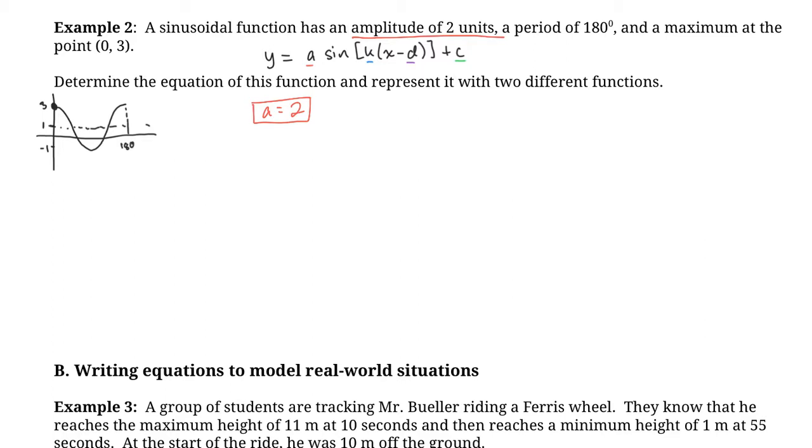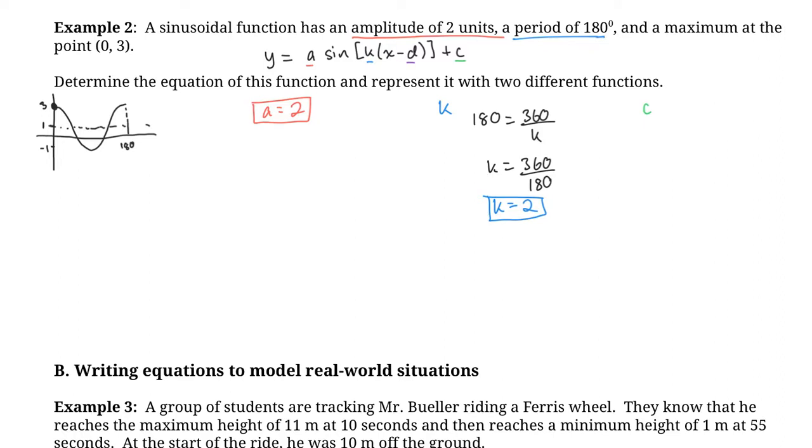And then let's find K. You should know that the period is equal to 360 divided by K, and the period was given to us in this question. The period of this function is 180, so we need to use that to find K. So 180 is equal to 360 divided by K, so we need to solve for K. K is just equal to 360 divided by 180, which means the value of K is equal to 2.